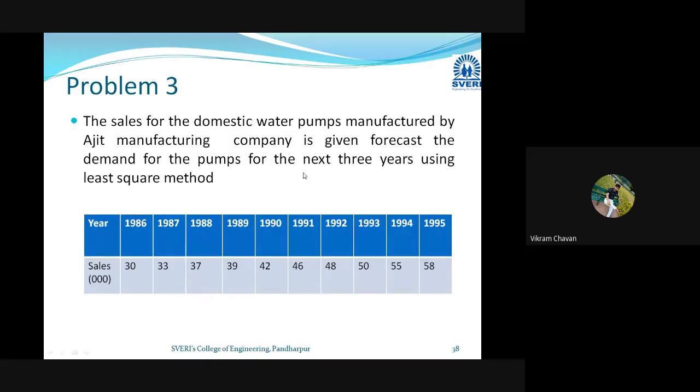Now we have to find out the forecasted demand for the next 3 years. That is nothing but 1996, 1997, and 1998. For these 3 years, we have to find out the forecasted demand. Okay. So everyone has written the problem. Everyone, shall we move ahead?